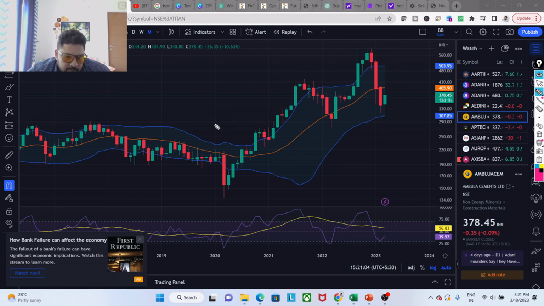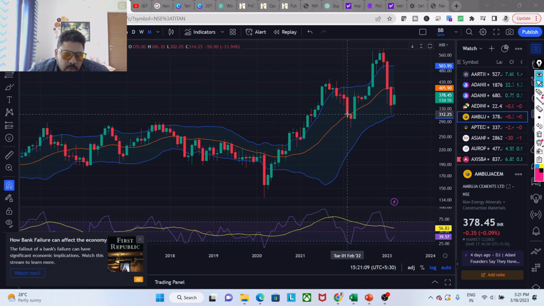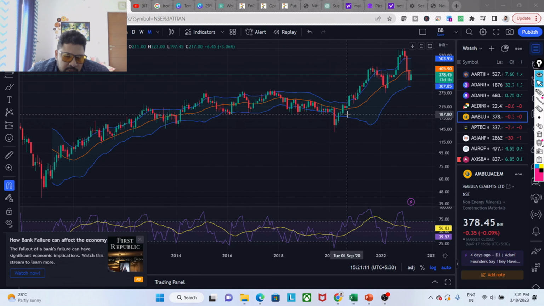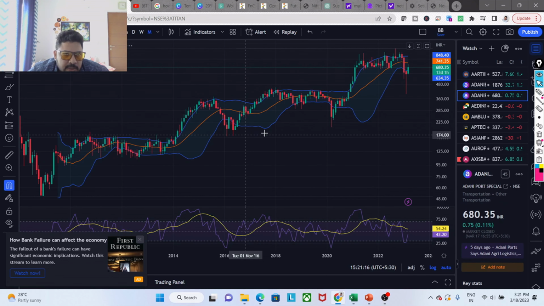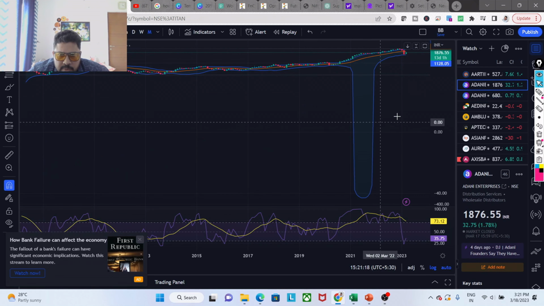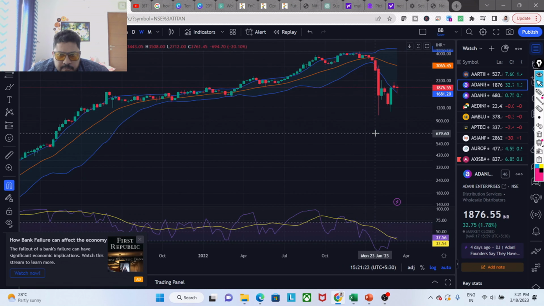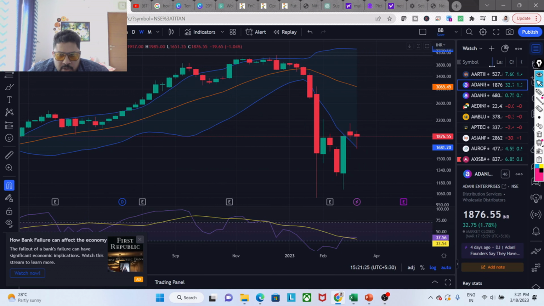So like this, you can apply Bollinger Band and look where the stock is. Is it in an oversold territory or is it in an overbought territory? So let's look at Adani Enterprises, as Adani has been a favorite topic for discussion. Let's look at its chart. This is a weekly chart of Adani. Now tell me, is it not a great opportunity to look out for a buy entry in Adani if things go well?